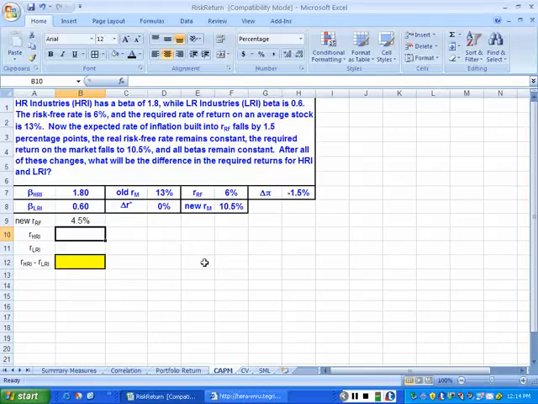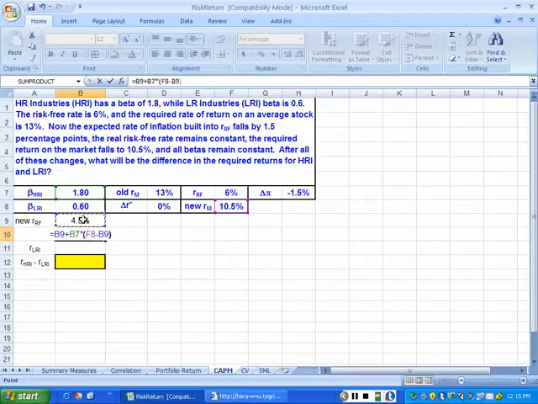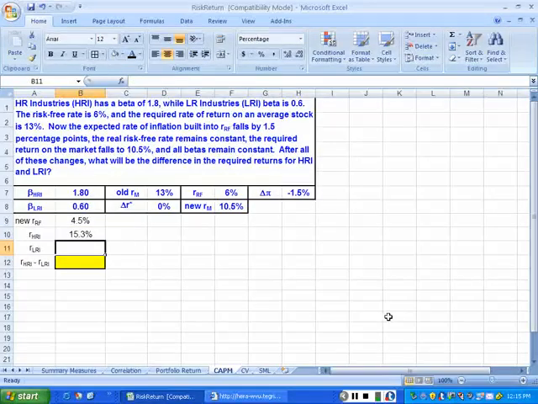Now, with respect to HRI, we've been told here that the betas are going to stay the same. So when we're calculating it, we're just going to use the security market line, which is the new risk-free rate plus the beta on HRI of 1.8 multiplied by the difference between the new return in the market and the new risk-free rate. So when you pop those in there for the security market line, you find that the return that's expected is 15.3%.